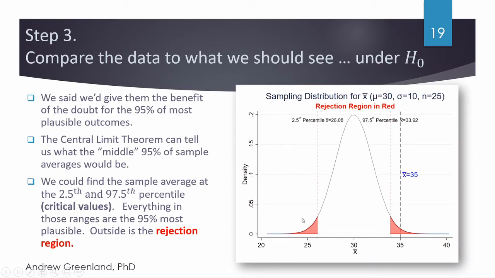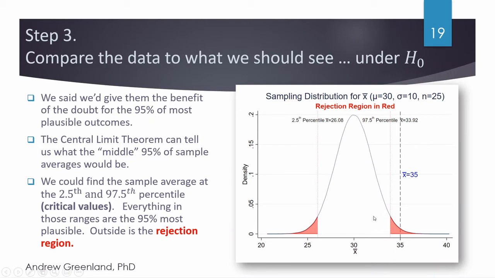So let me just draw out, according to the central limit theorem here, our sample averages are going to be normally distributed around the mean that the company claims at 30 minutes. The standard deviation of that population is 10, our sample size is 25, which means I can use the central limit theorem to figure out what sample average I would observe at the 2.5th percentile of the data and what sample average I would observe at the 97.5th percentile of the data.